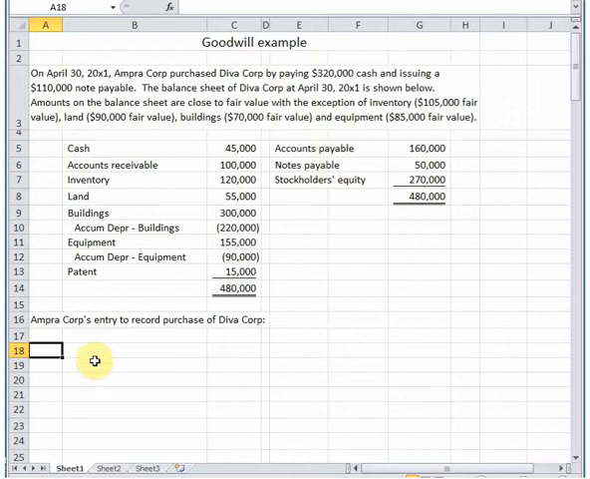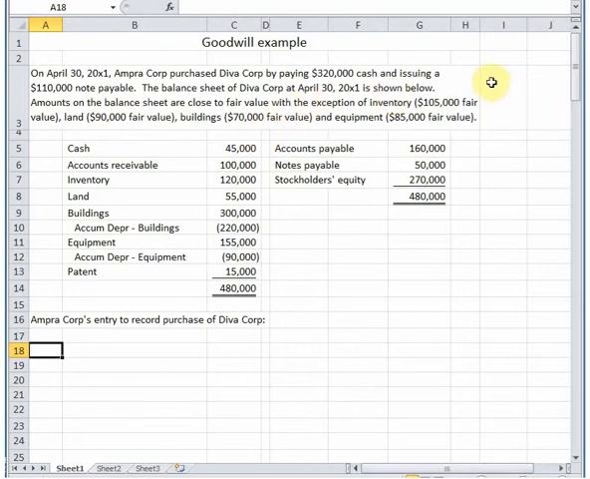Things we don't care about: we don't care about accumulated depreciation. Now if you look at the little example here, these are the books of Diva Corp. Diva Corp is the one being purchased. We're recording the entry on Ampra Corp's books. Ampra Corp is the one doing the buying here. And Ampra Corp pays $320,000 in cash and also issues a $110,000 note payable. So our total purchase price in this case is $430,000, the two of those together.